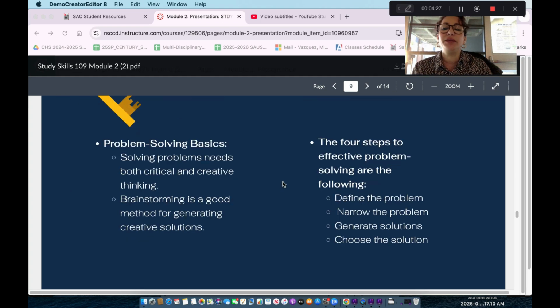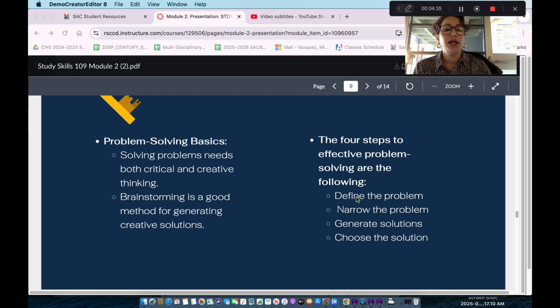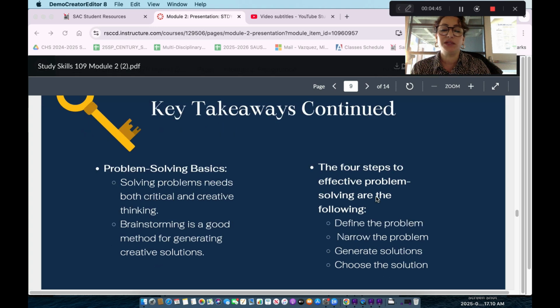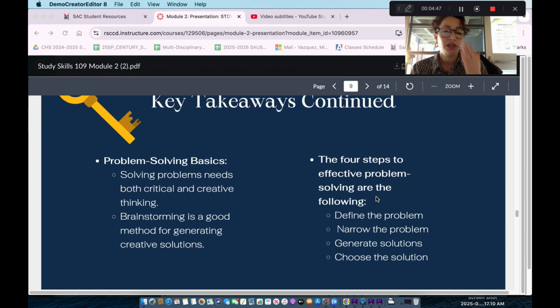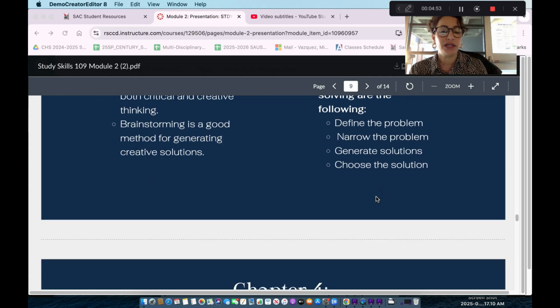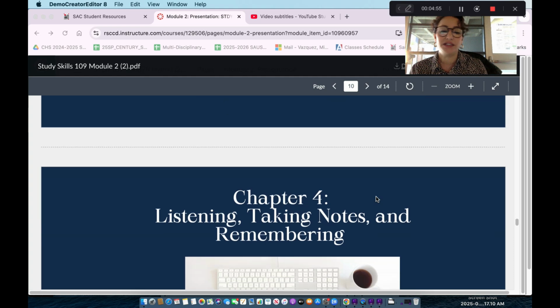Problem solving basics. You need critical creative thinking. Brainstorming your ideas before you share out is good. And effective problem solving: define your problem, narrow your problem, generate solutions, and choose a solution. So those are some key takeaways from this chapter. Make sure that you understand it well by reviewing your textbook and sharing out in class when we get to discussion.